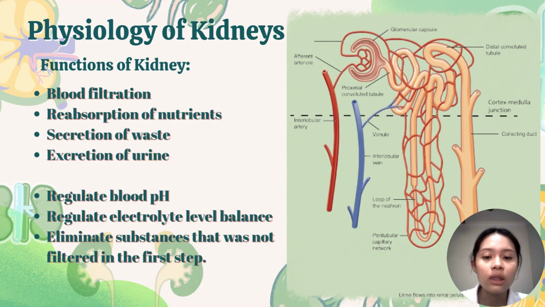The filtered fluid then travels through the proximal convoluted tubule, where essential nutrients like glucose, amino acids, and ions are reabsorbed back into the blood. Next, the fluid moves to the loop of the nephron, which concentrates the urine by reabsorbing water and salts, and then it continues into the distal convoluted tubule, where further adjustments are made to the electrolyte balance and pH. Finally, the collecting duct gathers the processed fluid and channels it toward the renal pelvis, eventually forming urine.